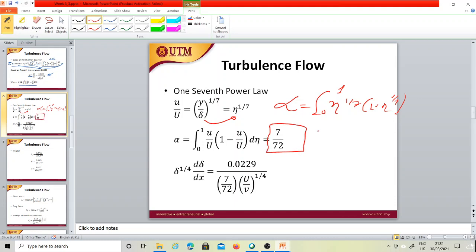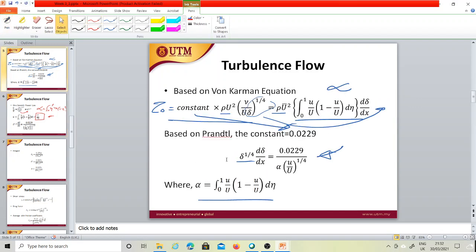Okay, do it by yourself. Just integrate and put the value u by u infinity is eta to the power 1 by 7 multiplied by 1 minus eta to the power 1 by 7, and then simplify it from 0 to 1, you will get this value. So if you get this value, what we can get, so just put the value of alpha in this case here.